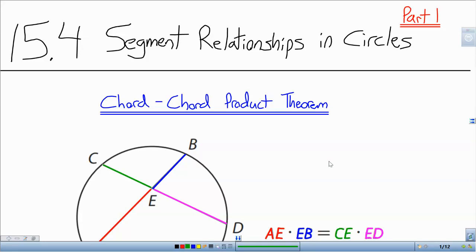Hello, everybody. So we're getting into 15.4 part one today, looking at segment relationships in circles. The first segment relationship we're going to look at is what's called the chord-chord product theorem.